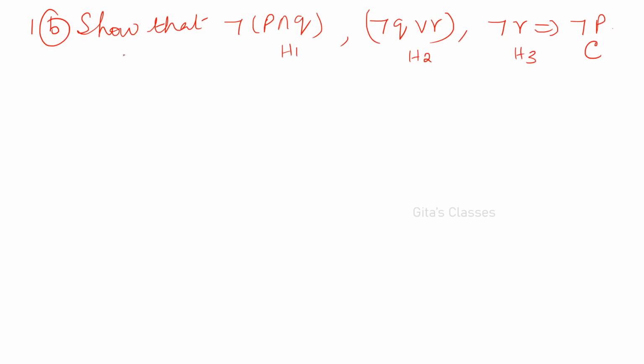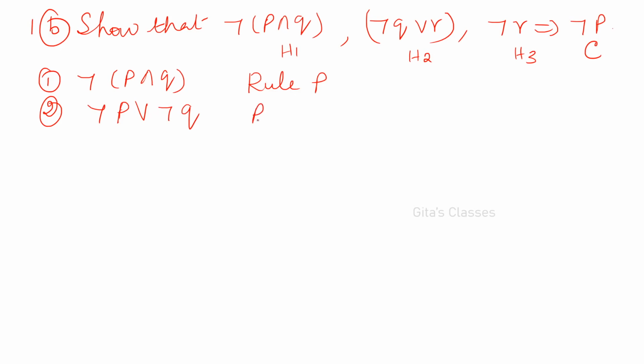Okay. So what we have to do, first you have to introduce all the premises. So first step, using the theory of inference we have seen. First one, introduce the first premise, not of P and Q. I am introducing a premise, so it is rule P. Now this can be written as not P or not Q. This is rule T. I am using De Morgan's law. In step number 1, I have applied De Morgan's law.